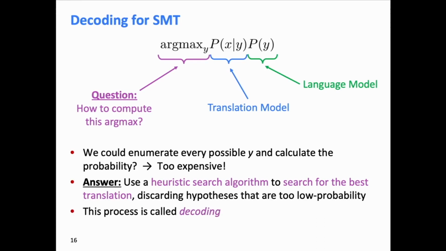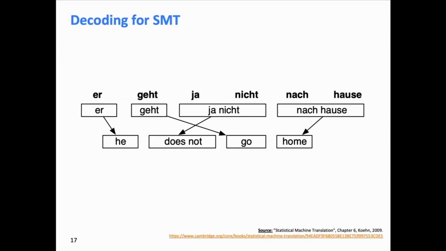So this process of finding your best sequence is also called decoding. So here's an overview of how that works for SMT. This is an example where you have this German sentence that translates to, he does not go home. And you can see that there's some kind of phrase-to-phrase alignments here.